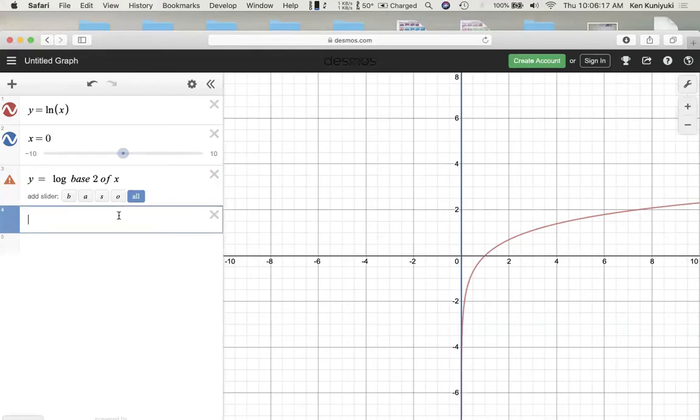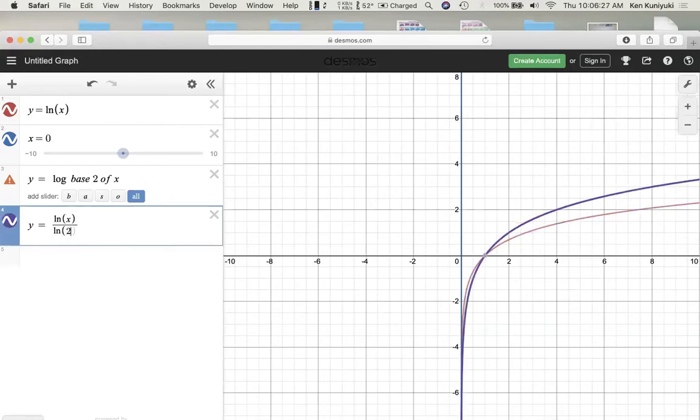According to the change of base property, y equals log base 2 of x will be ln of x all over ln of 2. So when we go from y equals ln of x in red, I'm flashing it, to y equals log base 2 of x in purple, I'm flashing that, we get a vertical stretch from the red graph to the purple graph. Above the x-axis, red goes up to purple. Below the x-axis, red goes down to purple.